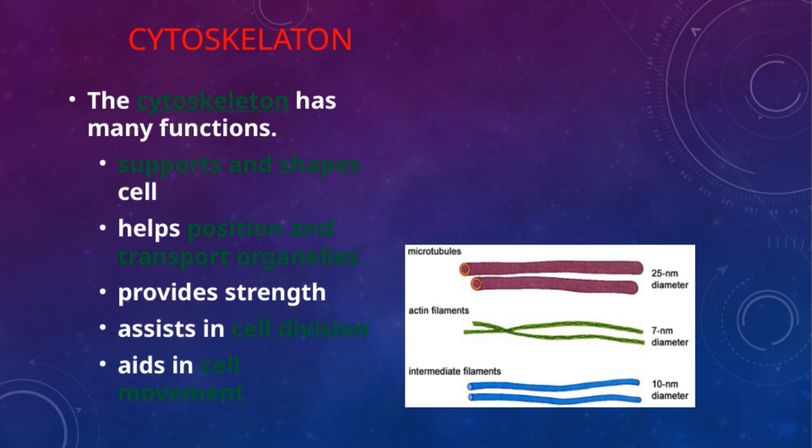Additionally, the cytoskeleton provides strength, making the cell more resistant to mechanical stress. It plays a crucial role during cell division, helping to organize and separate chromosomes accurately. And of course, it aids in cell movement, allowing cells to crawl, change shape, or even move materials around. All these functions highlight just how vital the cytoskeleton is for maintaining the cell's structure and enabling its dynamic activities.